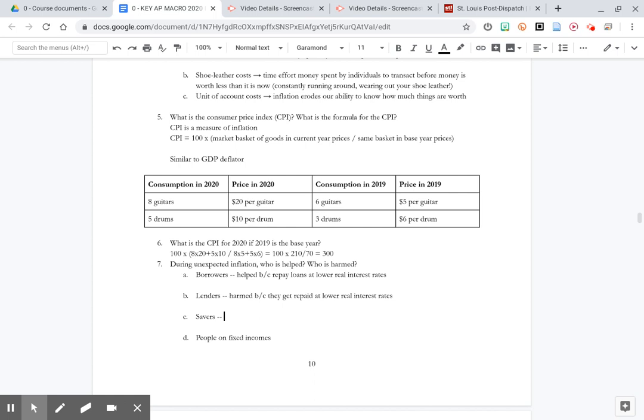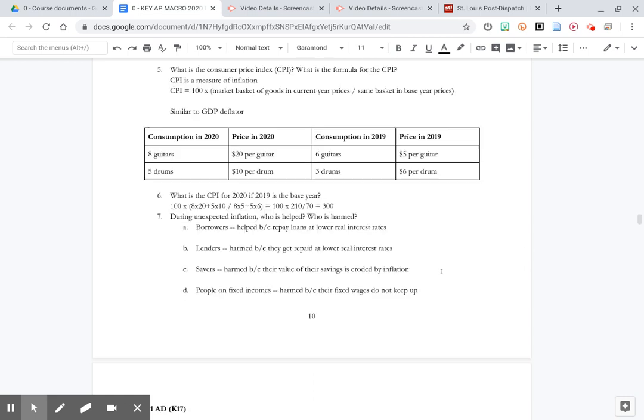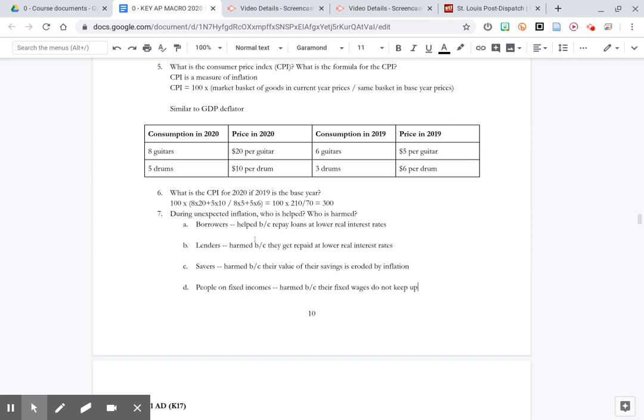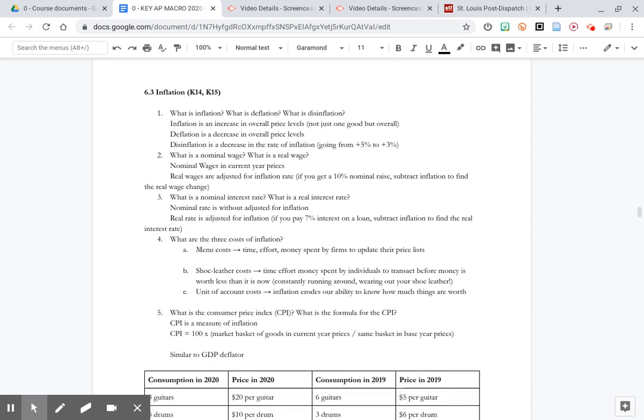Savers are the same as lenders, so they are harmed because the value of their savings is eroded by inflation. People on fixed incomes are harmed because their fixed wages do not keep up with inflation. They can't buy as much. So hopefully this helps you with reviewing some of the ideas of inflation, and I'll see you next time.